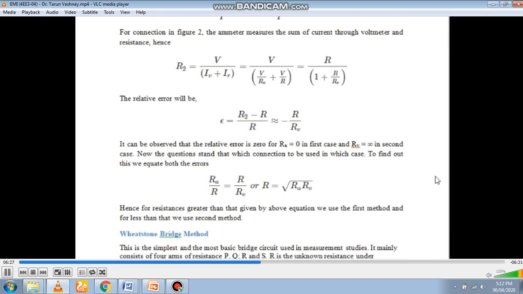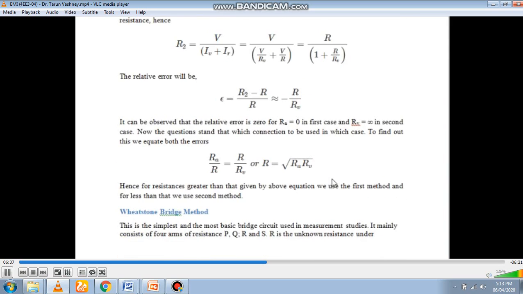Now the question comes to mind: which connection should be used in which case? To find this answer, we equate both errors, and we get RA upon R equal to R upon RV, or R is equal to the square root of RA into RV. Hence, for resistance greater than that given by this equation, we use the first method, and for resistance less than that given by this equation, we use the second method.